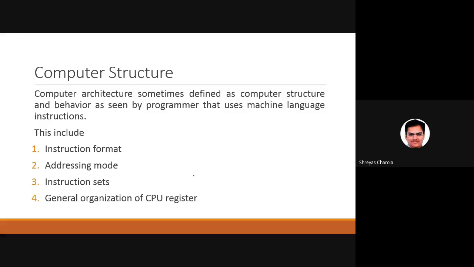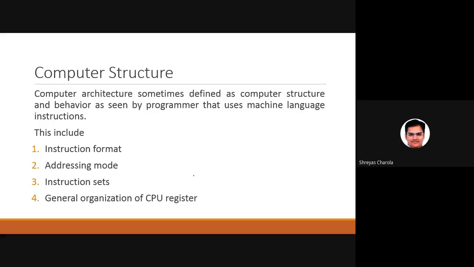You can also compare in terms of addressing modes. Suppose the 16-bit has only 3 addressing modes, whereas the 32-bit has 5 addressing modes. So you can compare your computer system by the addressing modes also. The instruction set, obviously, as I told you, if you have a 16-bit instruction format, you have fewer instructions, and if you have a 32-bit format, you always have more instructions.